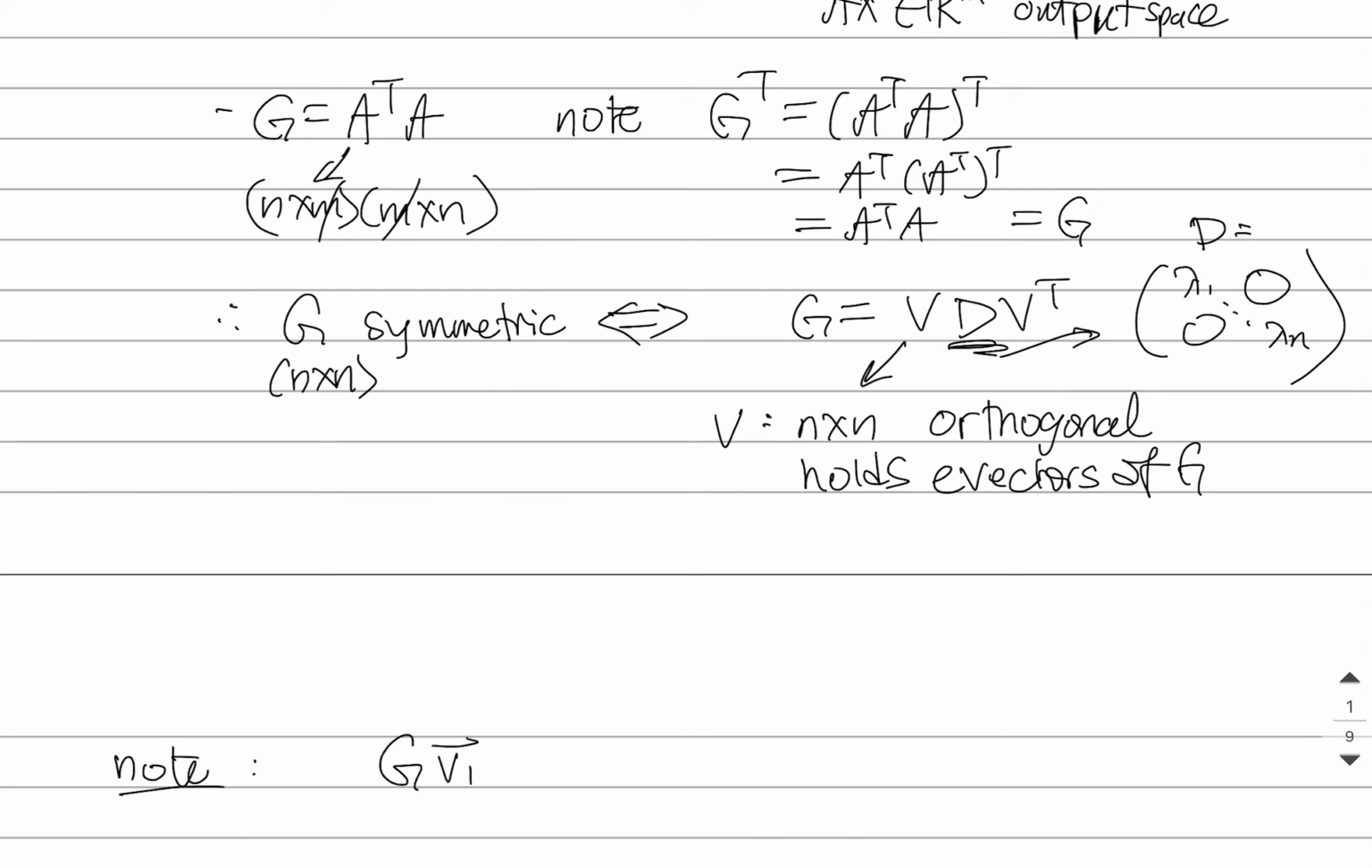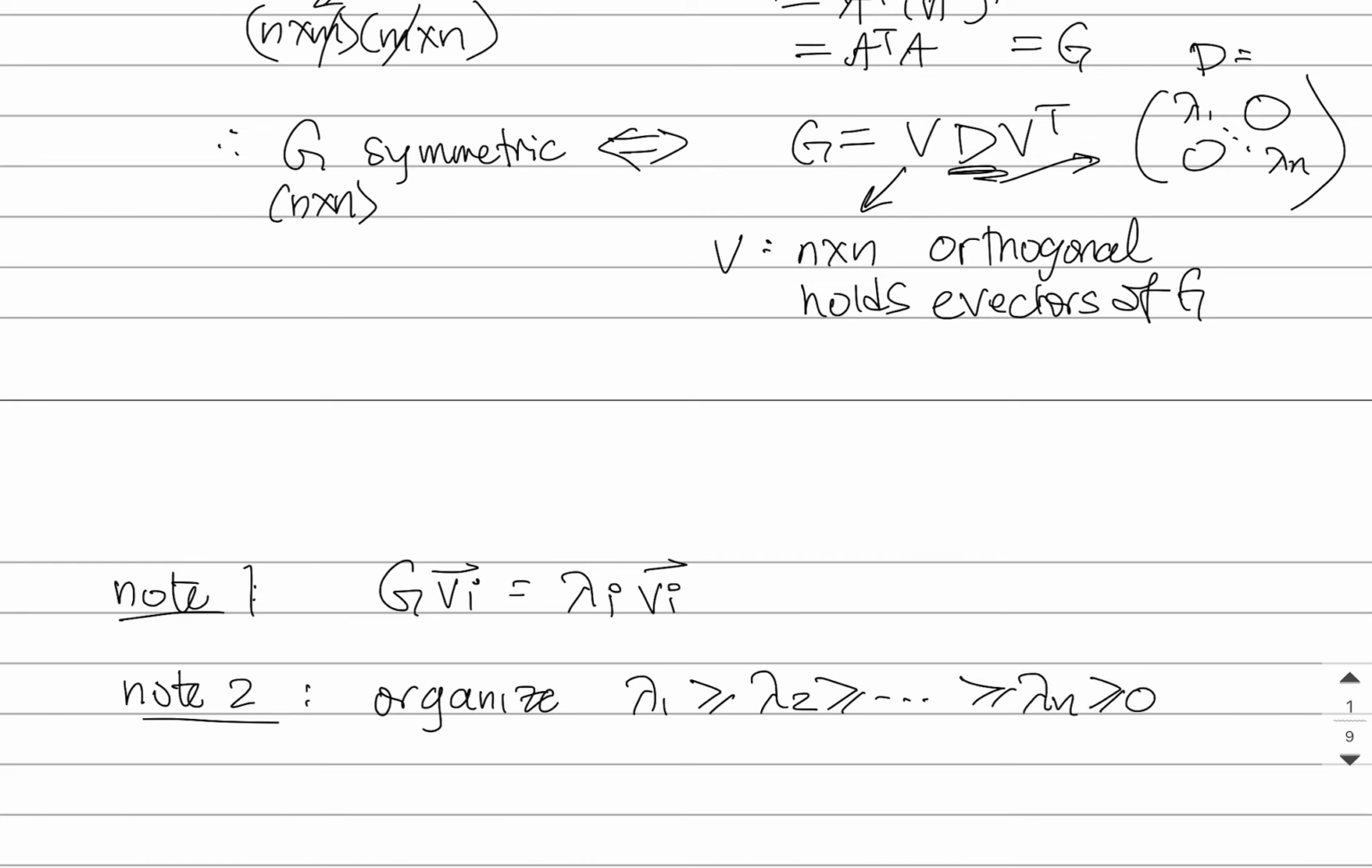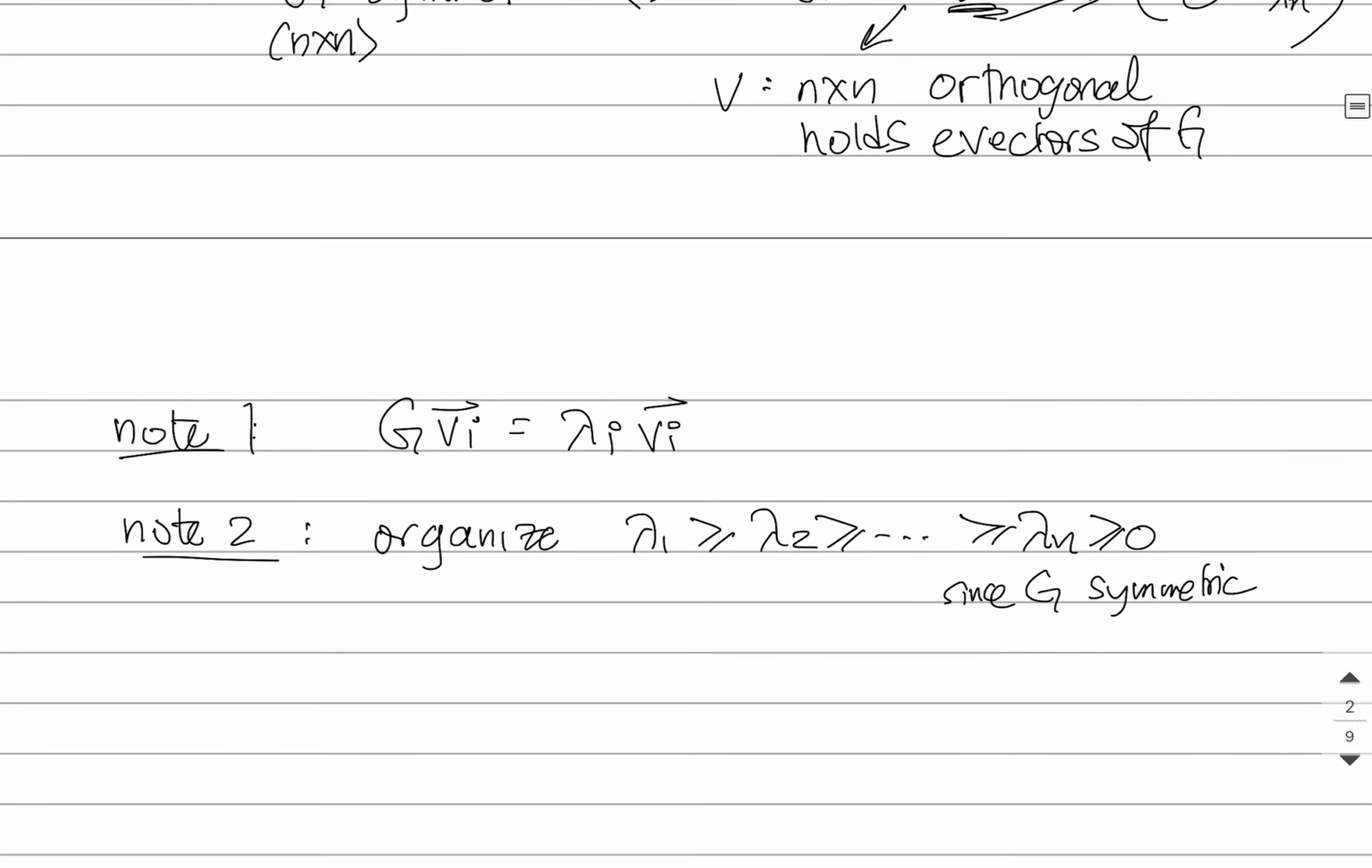A couple of notes. Note 1: if G has eigenvalues and eigenvectors, we should be able to write it like this. Note 2: we can always organize our eigenvectors so that lambda 1 is the largest, lambda 2 is the next largest, and we go all the way down to lambda n. These are going to be greater than or equal to 0 because G is symmetric. And remember, part of the orthogonal diagonalization is that you have real eigenvalues.